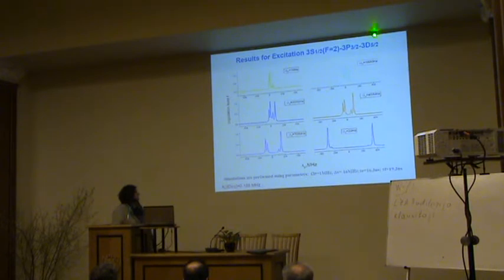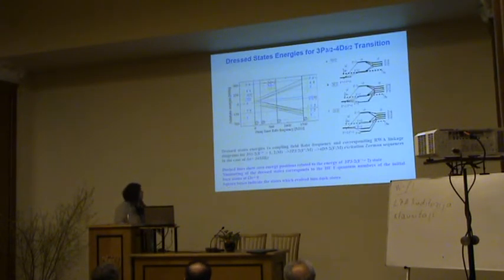When we changed the final state to 3D 5/2, we saw a similar picture. So first an increasing number of levels, and then the ones on the inside of the spectrum this time disappeared, and the outside ones stayed. So we started looking more into this situation.